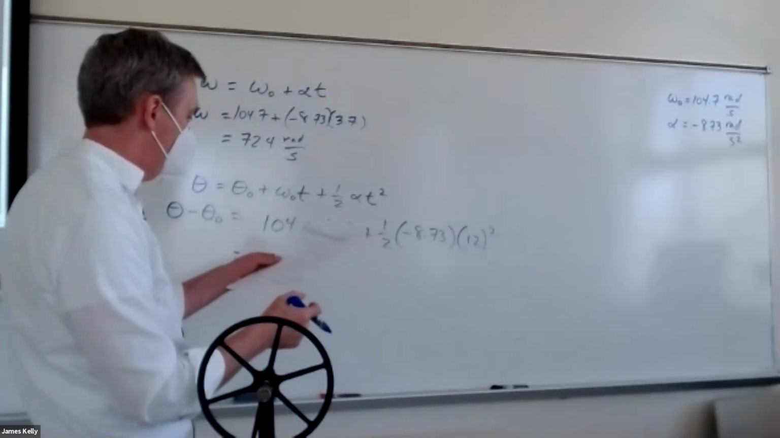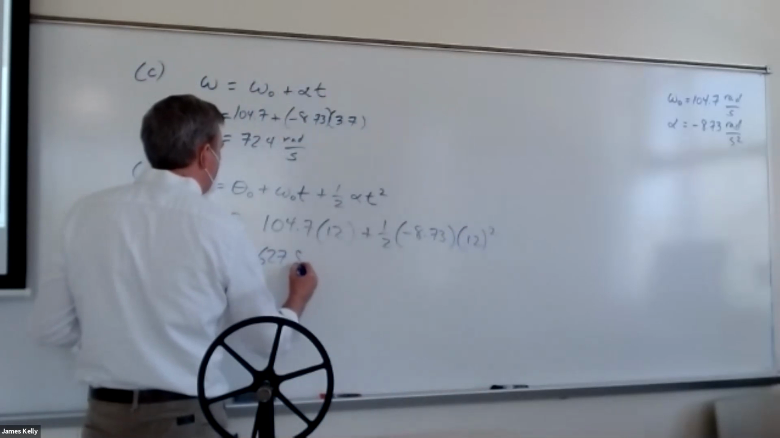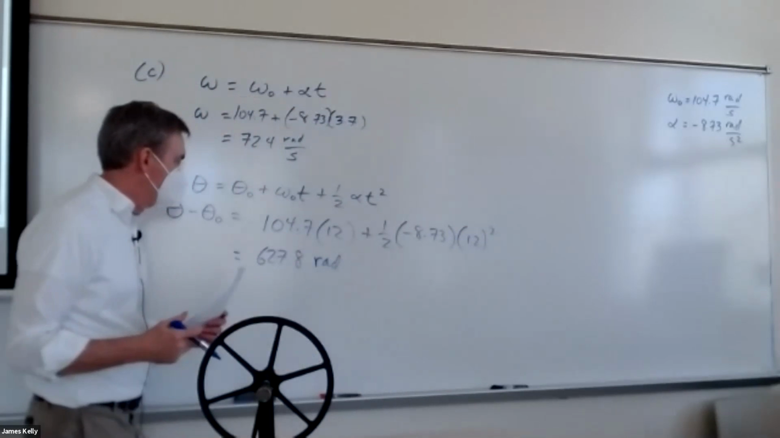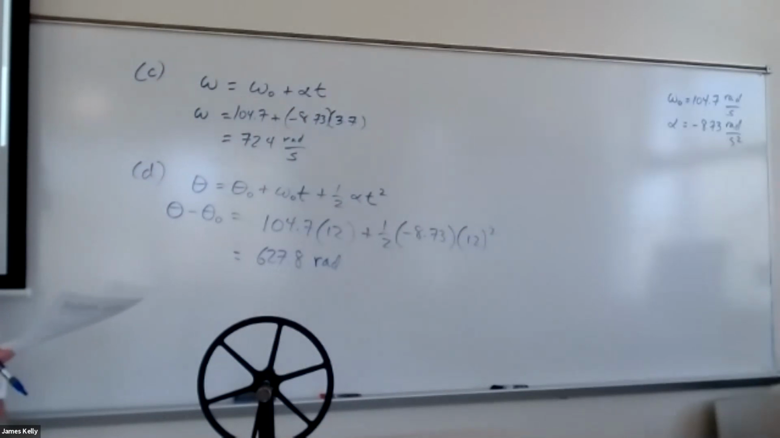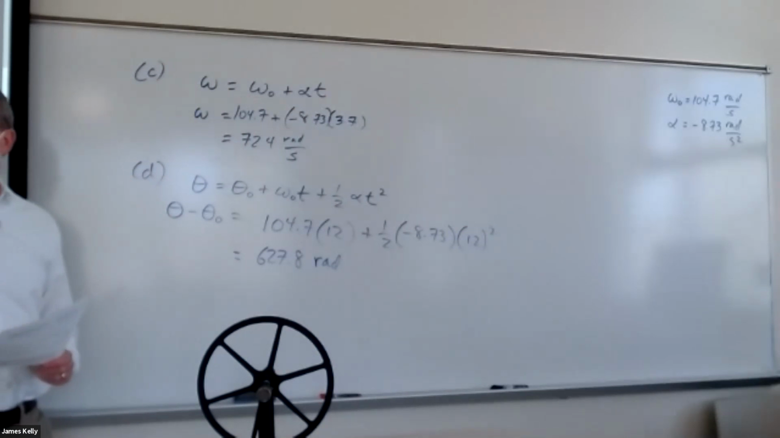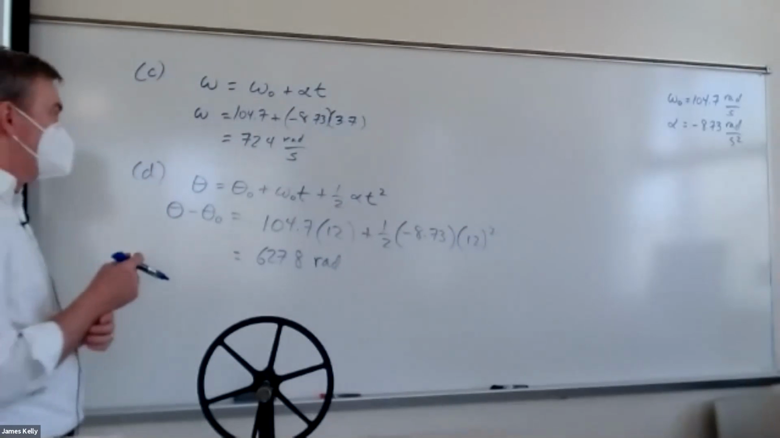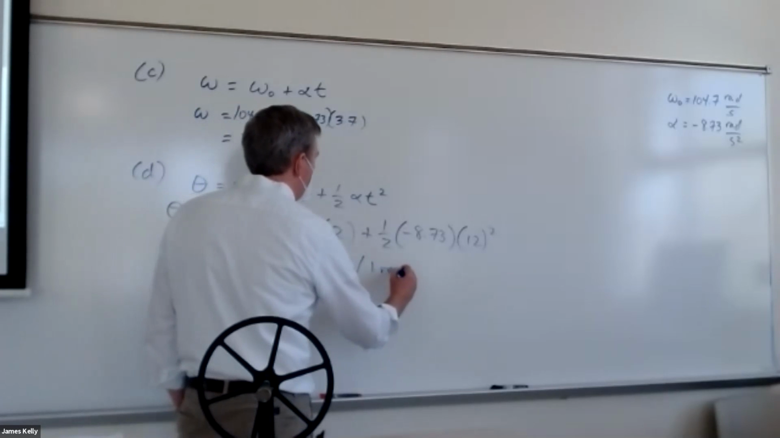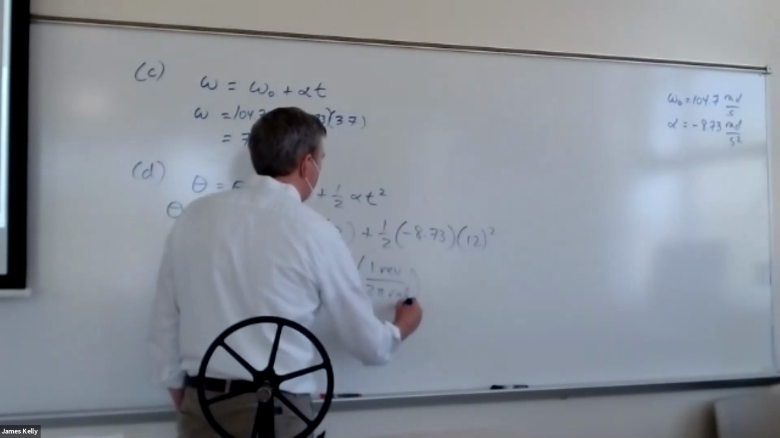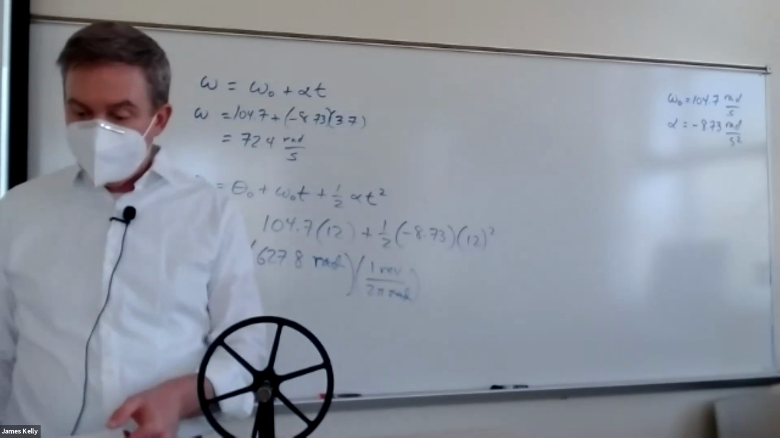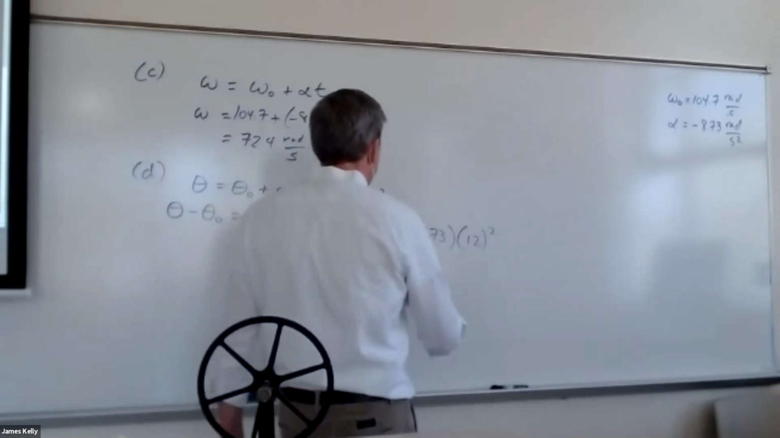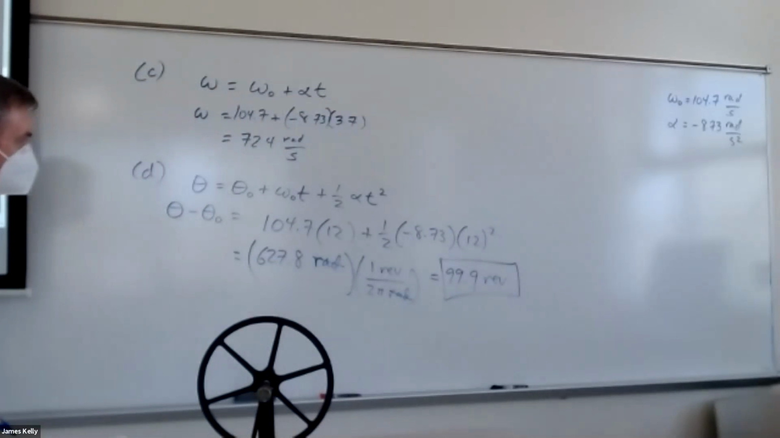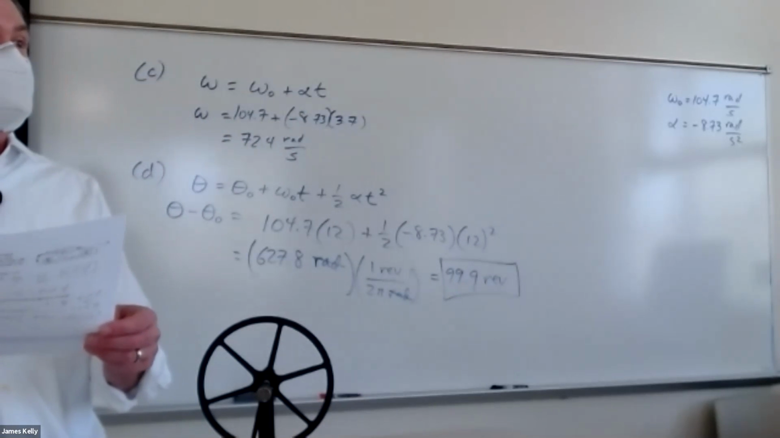I get 627.8. What units should I put on that? Radians, the SI unit for angle or angle displacement. Now that's not what was asked for. That's how many radians it rotates through. We want how many revolutions it rotates through. So can't I just now take that number and do a unit change on it? If I want revolutions, I could say 1 revolution is the same thing as 2 pi radians. And then I have to divide that number by 2 pi. So I end up with 99.9 revolutions. Okay, somewhat interesting that it rotates almost exactly 100 times around.